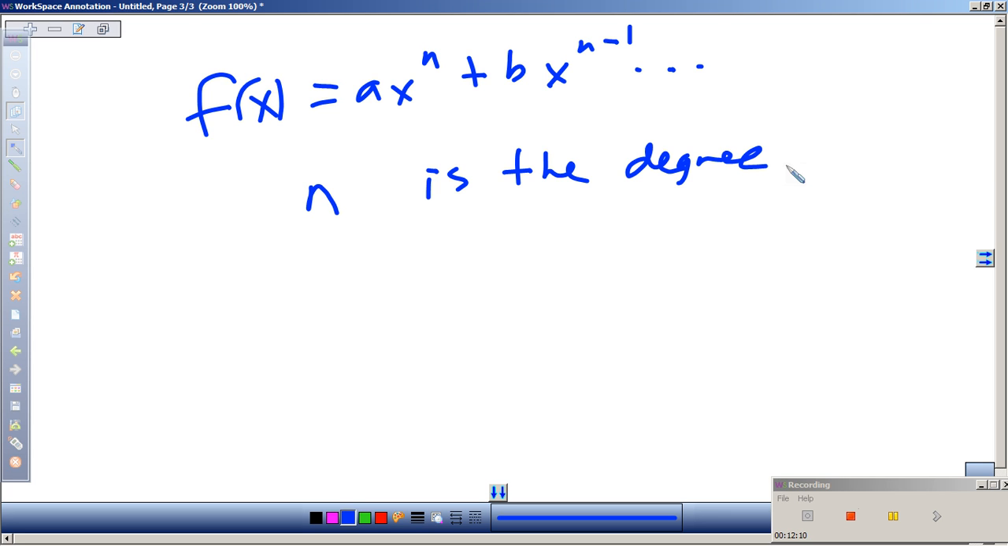So what's another name for a third degree polynomial? A cubic function. If you're talking about a second degree, what would it be? It starts with Q. Quadratic. So when we talk about the degree, we're talking about what is the highest exponent.